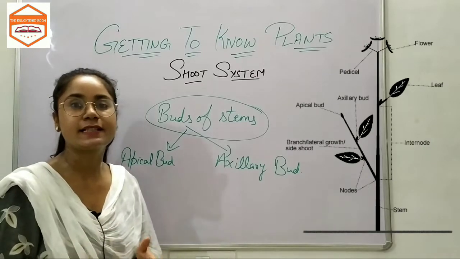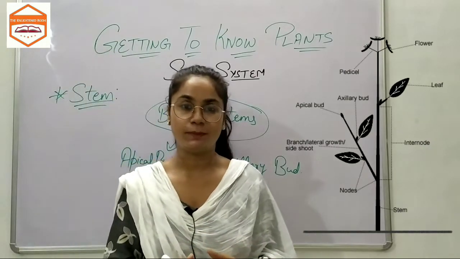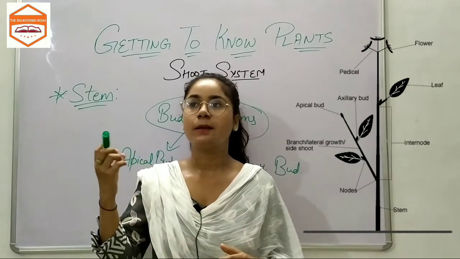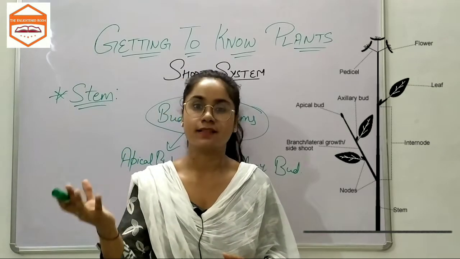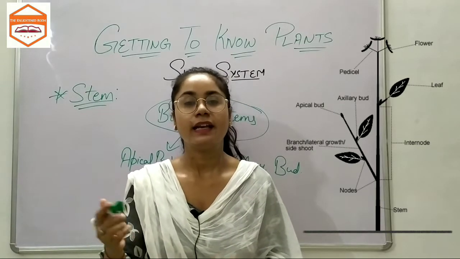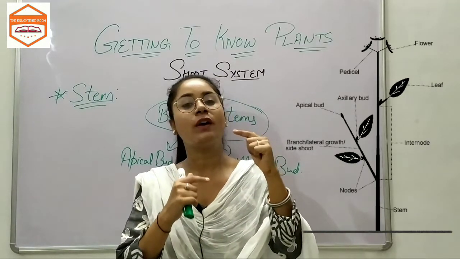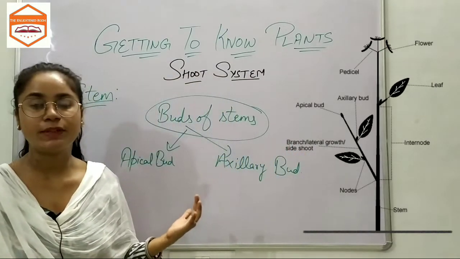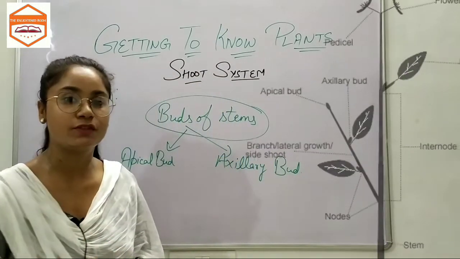Now let's discuss the node and internode of the stem. The node of the stem is the part of the stem where a leaf arises, and the space between two alternate nodes is known as the internode. So this was all about the stem. Now let's discuss the functions of the stem.